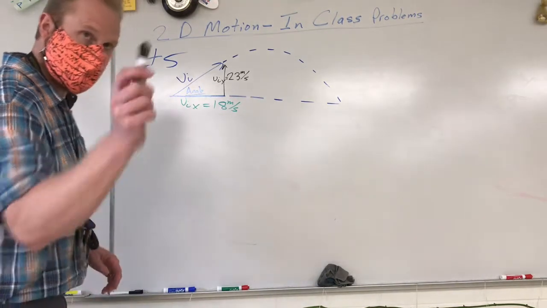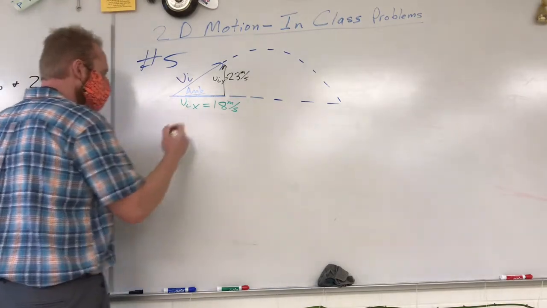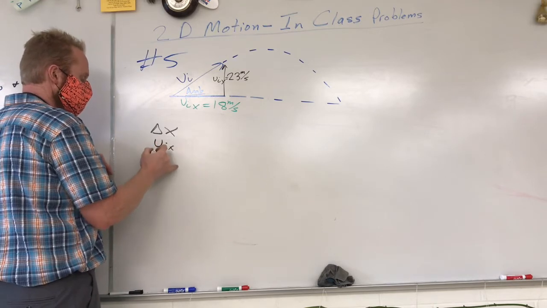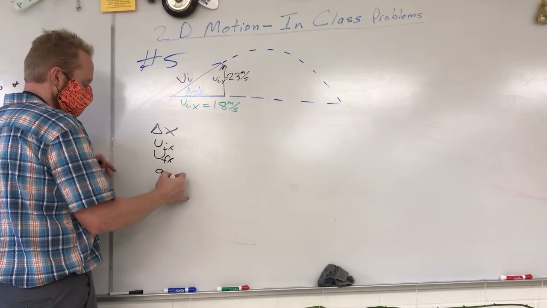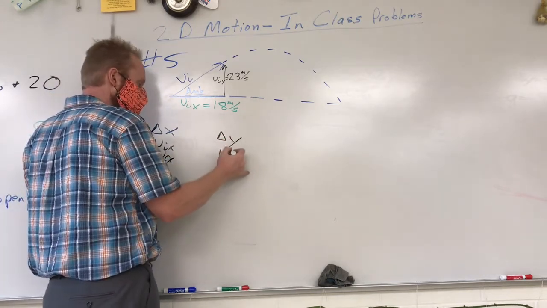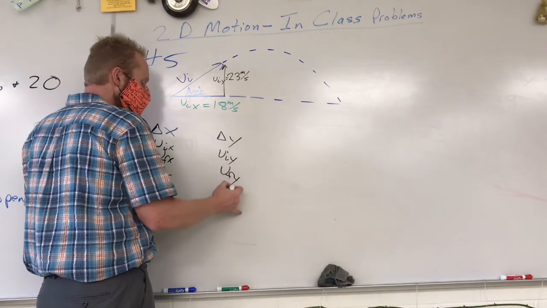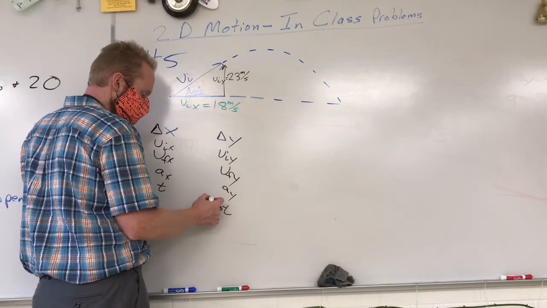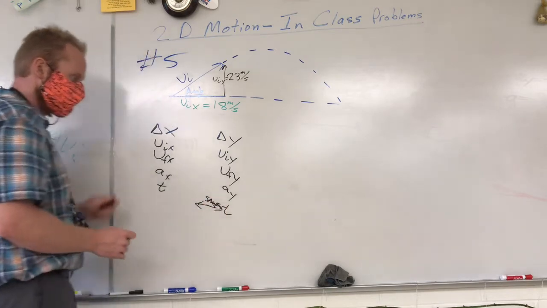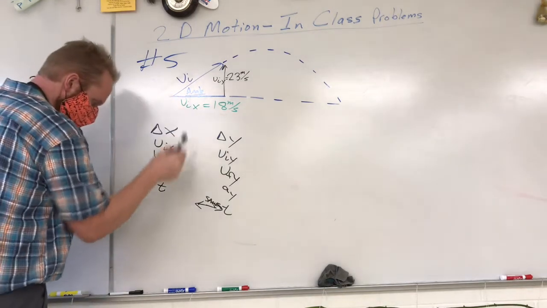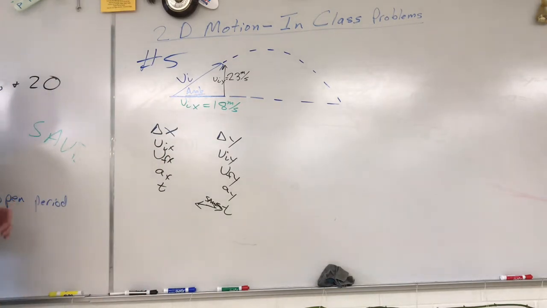It's 2D. So because it's 2D, I'm going to use my black marker, and I'm going to make two lists of variables: delta x, VIX, VFX, AX, and T. And delta y, VIY, VFY, AY, and T. The only thing that's in common is our time. This is the exact same thing we did with horizontal launch. Okay, black marker, 2D motion, two lists of variables linked by time.